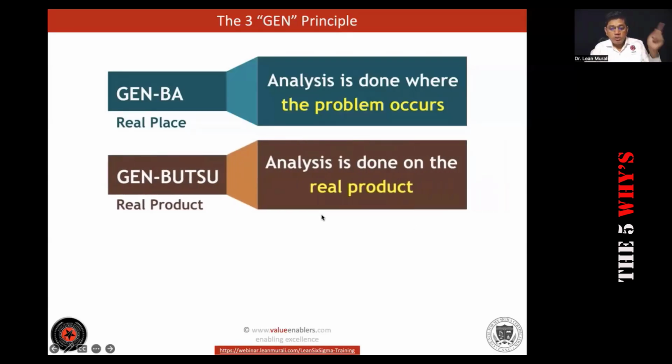So the second thing, once you go to the shop floor, is Genbutsu. Genbutsu is the real product. You'll have to see that Genbutsu.